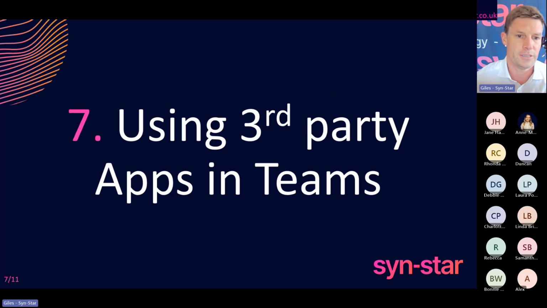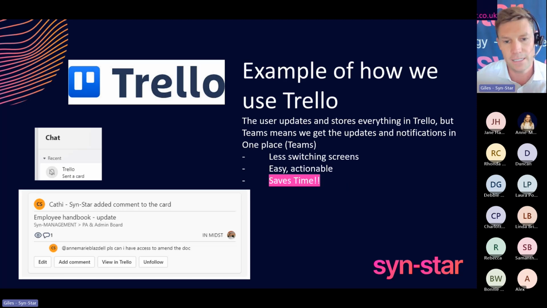And then the next part is using third-party apps in Teams. Now, there are literally hundreds. There's actually just over 1,900 different apps that sync and collaborate with Microsoft Teams. So an example would be if you use a separate app, something like Trello, for your business. What you might do is still use Trello, because Trello has fantastic functionality to be able to create projects and enable you to tag in different people and all of that side of things.